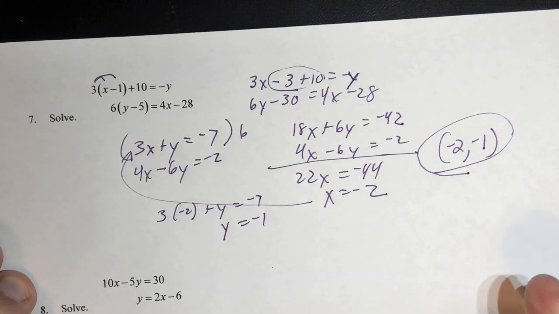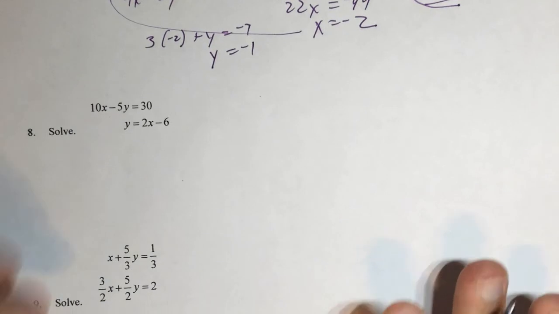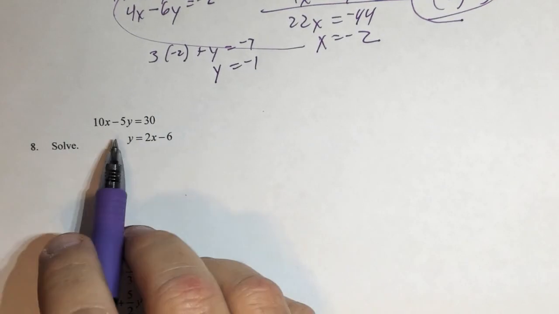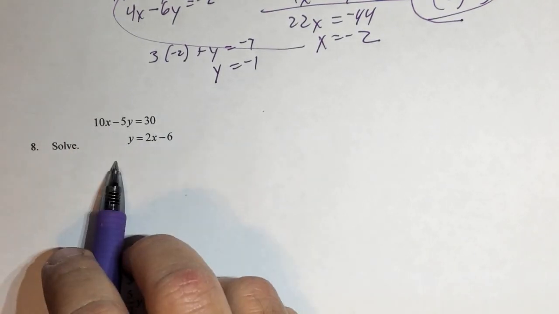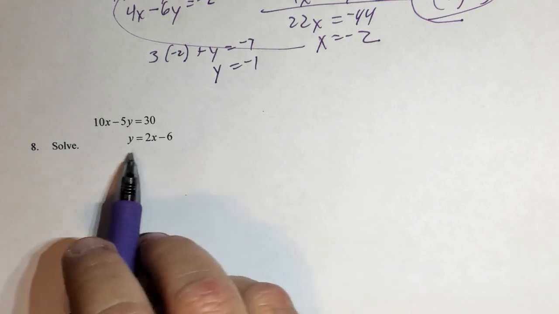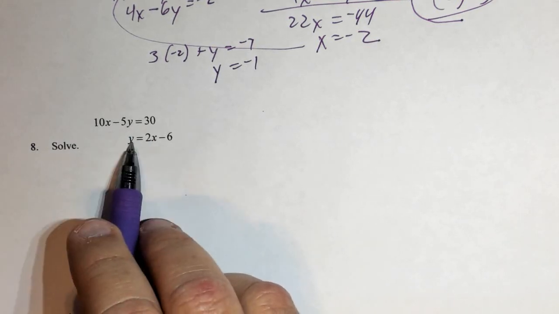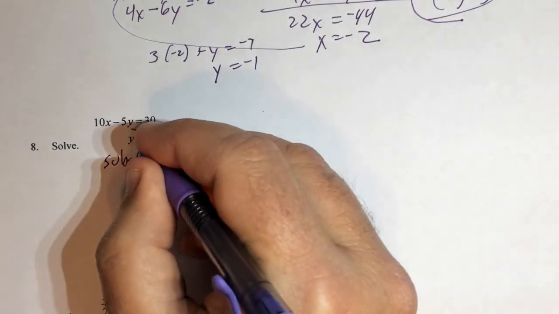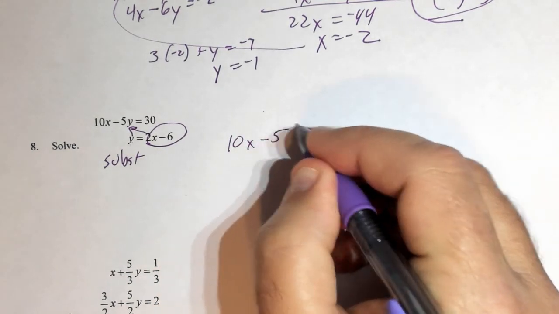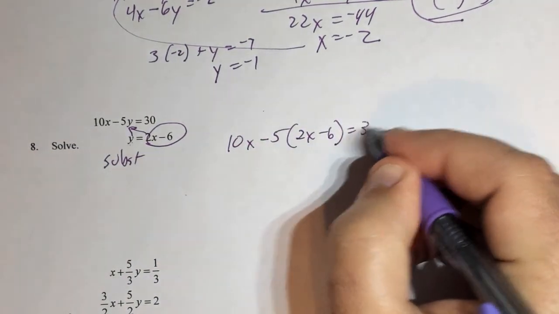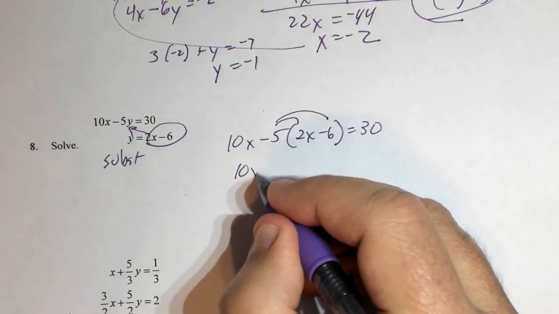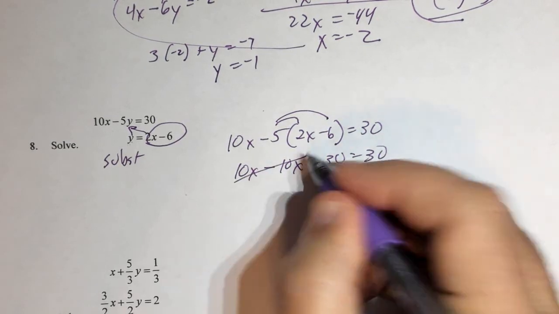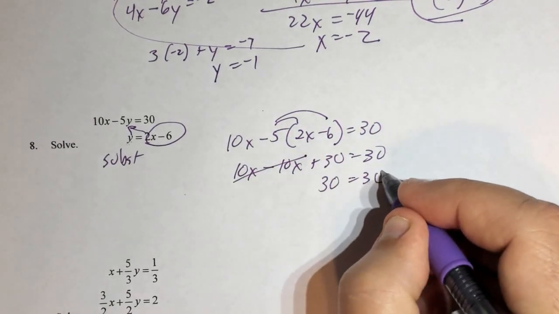Okay? So, let's now look at what happens when there's not one solution. Okay? So, if we look at this problem, we don't know anything about this yet. And so as we look at it, I think I can do substitution with this because y is equal to, so why not do substitution? Put this in for y. So I get 10x minus 5 times 2x minus 6 is equal to 30. Now I'm going to distribute. 10x minus 10x plus 30 is equal to 30. Those cancel each other out. I get 30 is equal to 30.